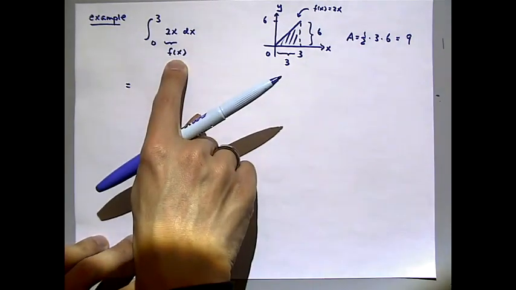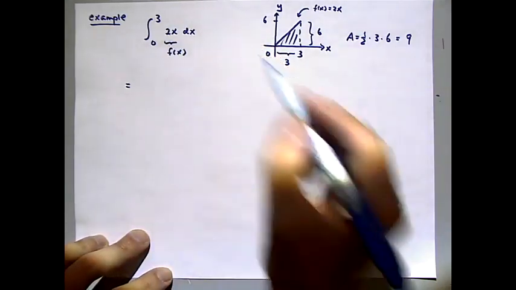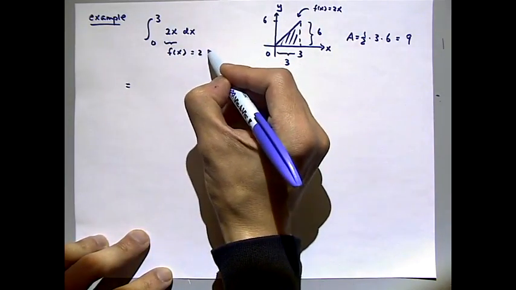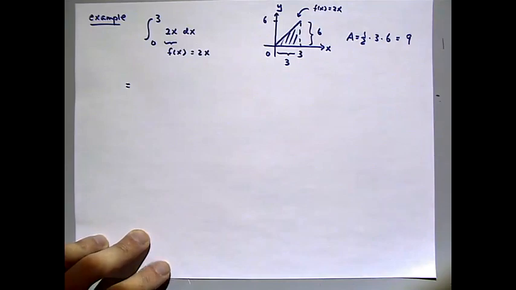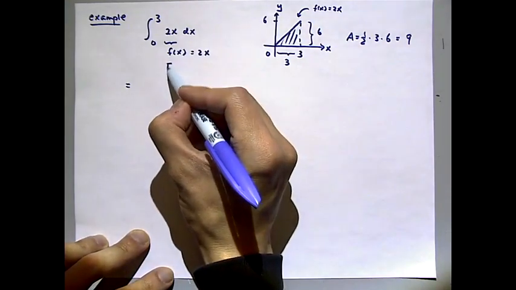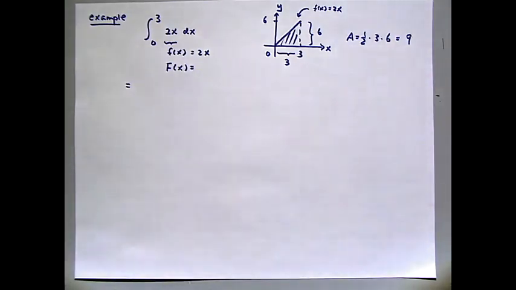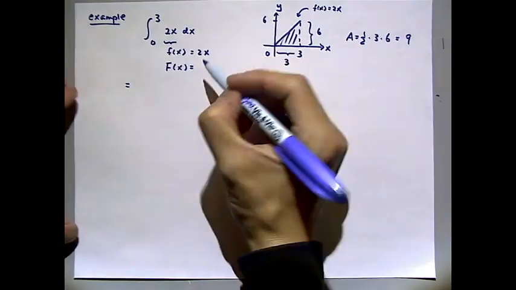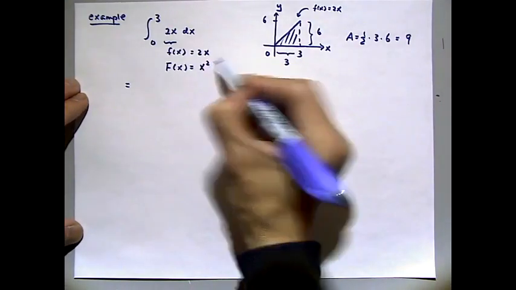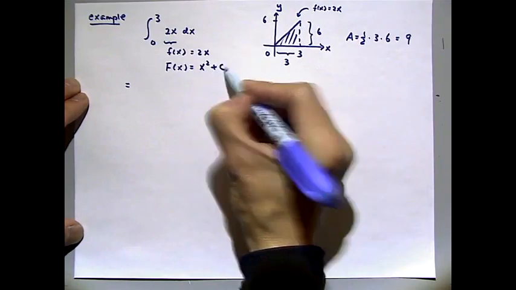Okay, so if 2x is this lowercase f, then what would capital F be? What happens if we undo one layer of differentiation? What do we get? What function has a derivative of 2x? x squared, right. And what else? Right, it's x squared plus any constant.